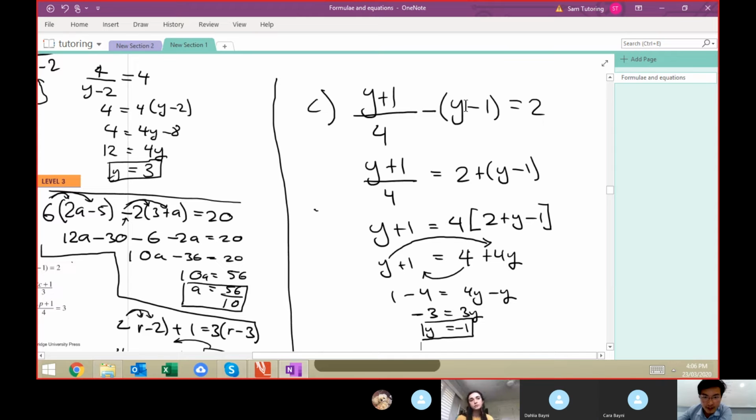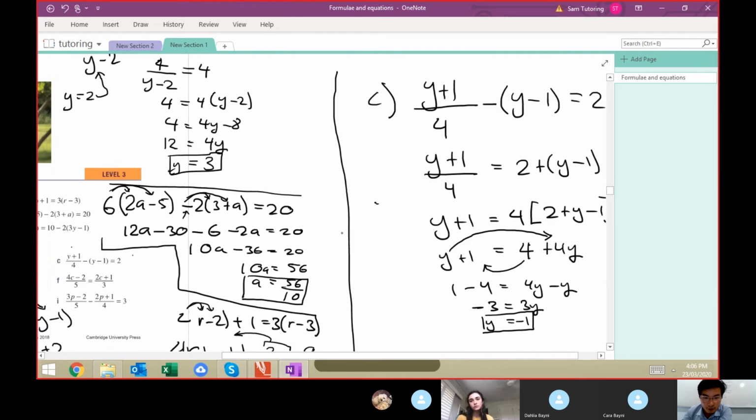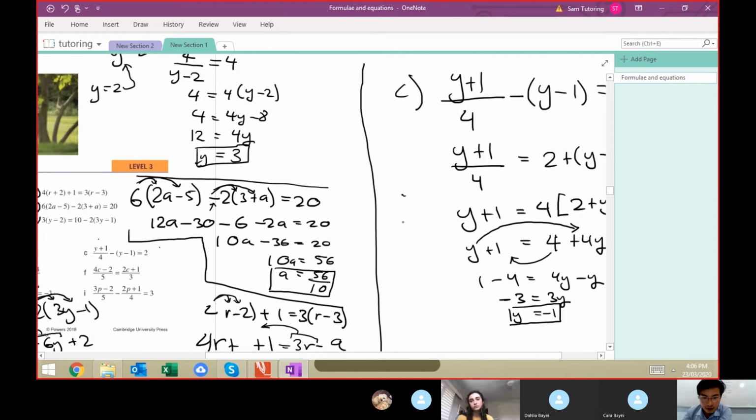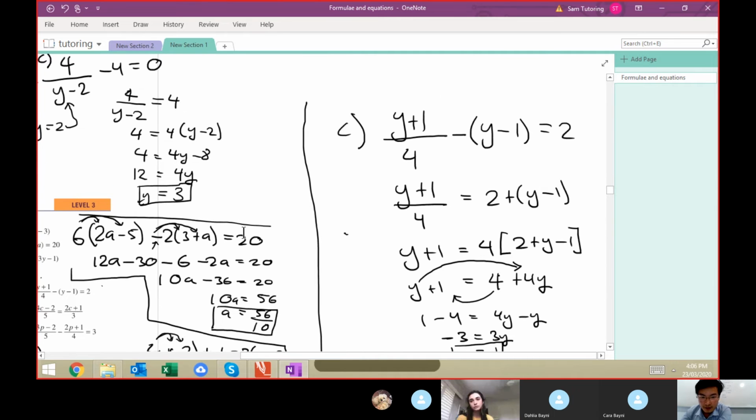Does everyone understand what I did here? With every single step, right? I think this particular step right here, I could have shortened it because I didn't have to necessarily write 2 plus y minus 1. I could have just brought these two together to write just 1. So it's just wasting time, to be honest. But I just want to show the working out.